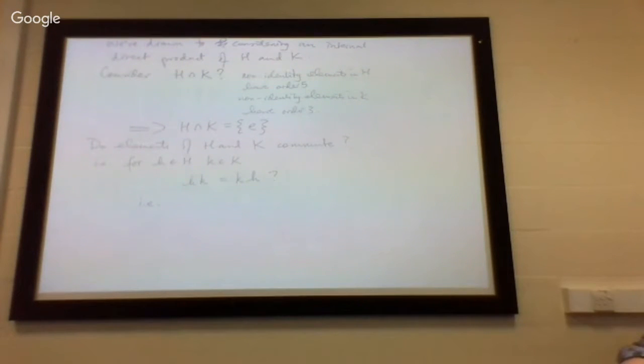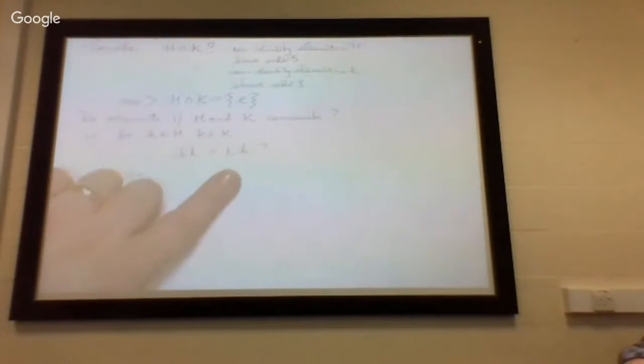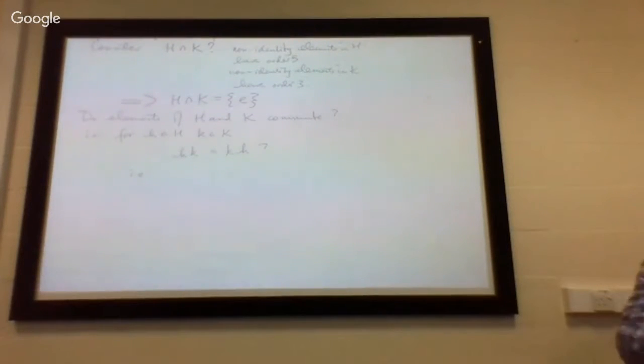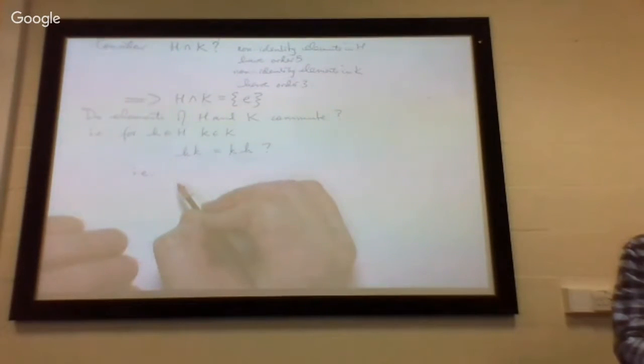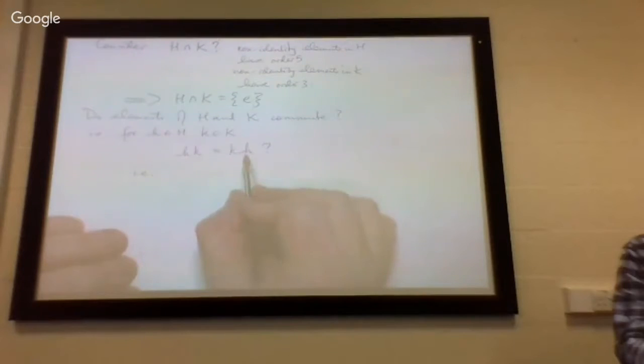So I want to rephrase the question. I want to take this condition here and mess around with it in a way to introduce conjugation. Now, if you want to see conjugation happening, you want to see elements and their inverses involved in products. So the thing to do here is to move the K and H to the other side. I'm going to leave this H and K here, and take this K and H and move them to the other side.